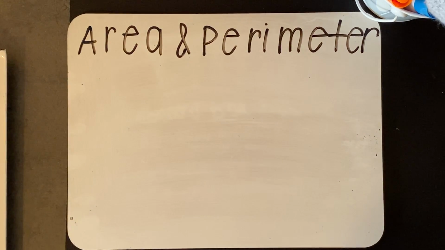Hi boys and girls, today our lesson is going to be on area and perimeter. Before we start looking at examples from our 4th grade book, I just want to review some things about area and perimeter from 3rd grade to be sure that you remember them.